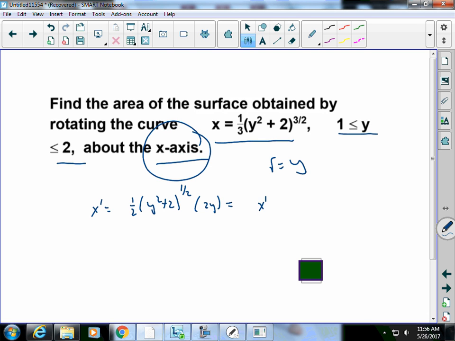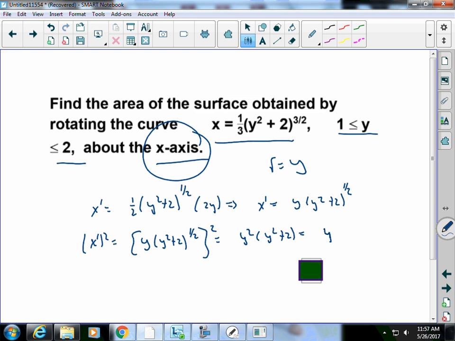Clean that up. X prime: 1 half times 2y is just y times y squared plus 2 to the 1 half. I need to square that whole thing. So x prime squared is equal to y squared times y squared plus 2. I'm going to write it this way so we can see cleanly what I just did: y times y squared plus 2 to the 1 half. All that's getting squared, and that's why I have y squared times y squared plus 2, which gets cleaned up to y to the 4th plus 2y squared.